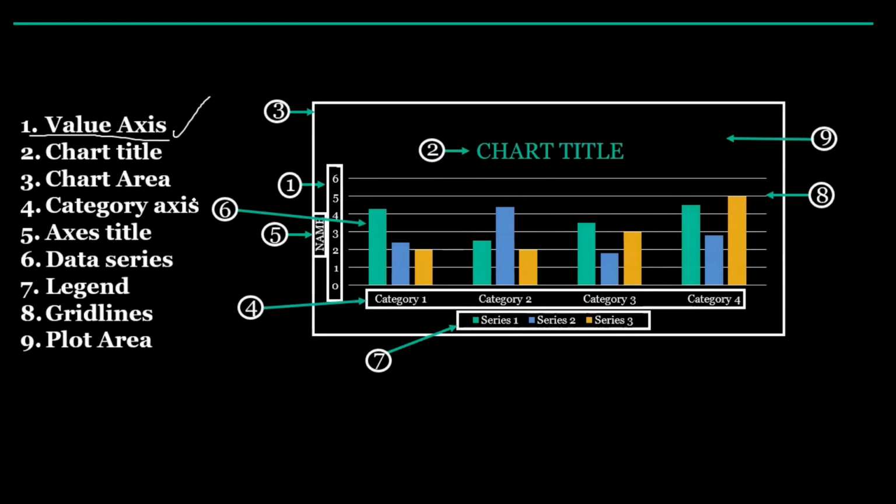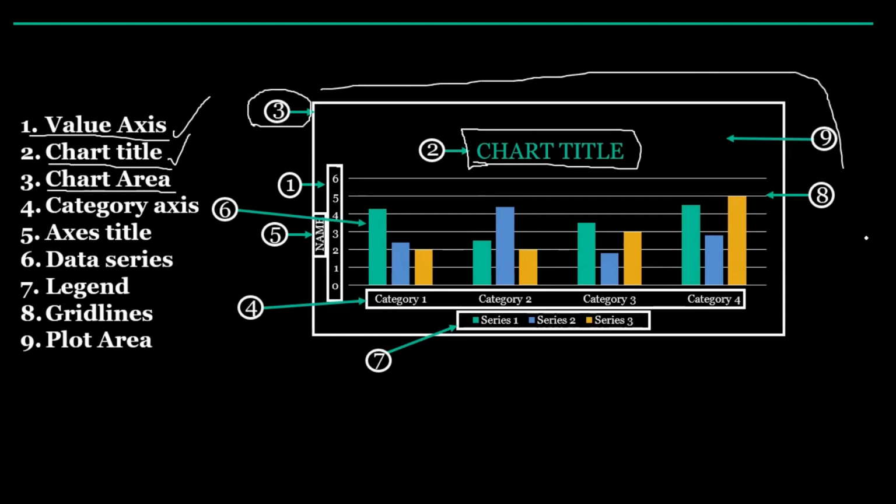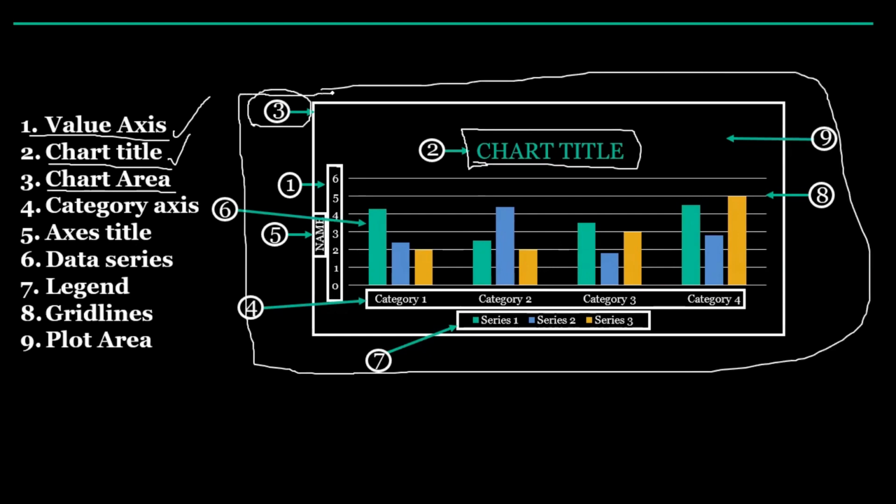Next is the chart title. It is a title given to our chart. That's known as the chart title. Third, we have the chart area. So number 3, this whole thing is the chart area. The whole thing is a chart area, and it includes all the things, like this chart title. These are all inside the chart area.